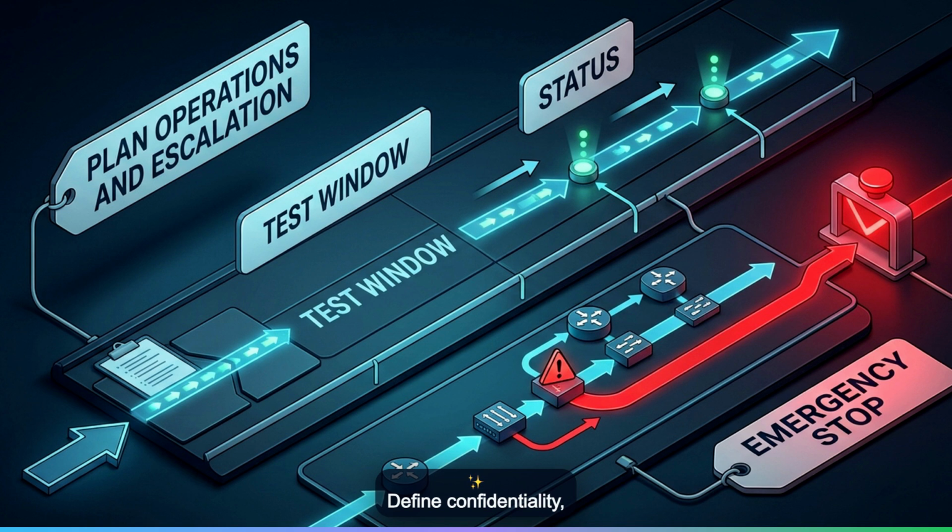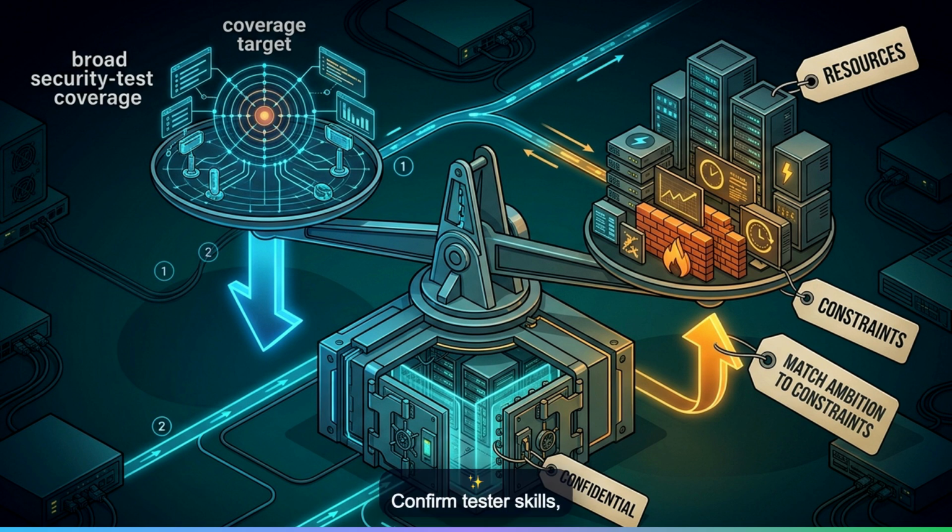Define confidentiality, data storage, evidence access, retention, and destruction. Confirm tester skills, client support, credentials, tools, facilities, and availability. Then, reconcile coverage with budget and time. Record technical constraints, such as fragile systems, and business constraints, such as peak sales periods. A smaller, honest test is better than an impossible promise.